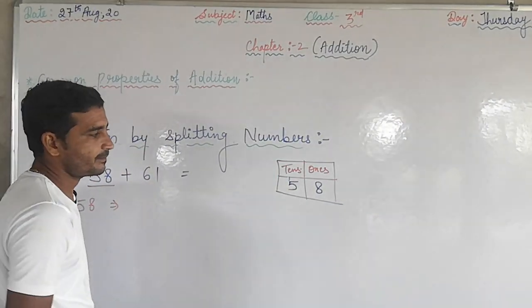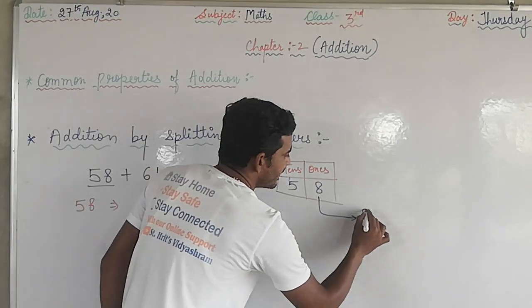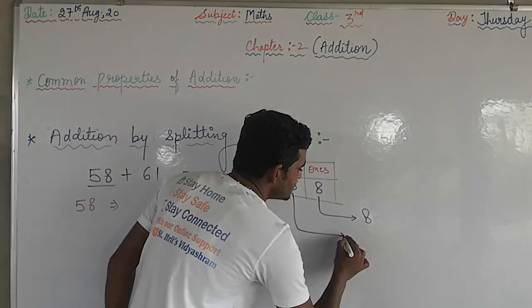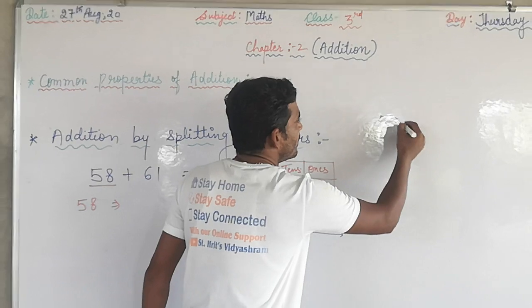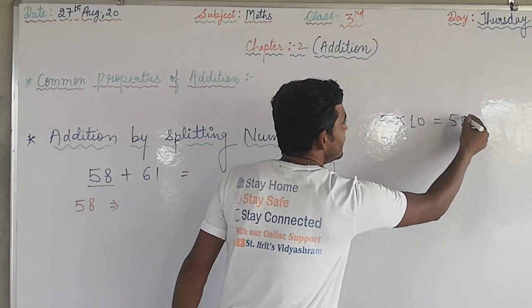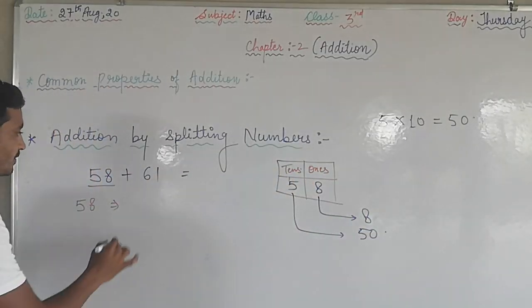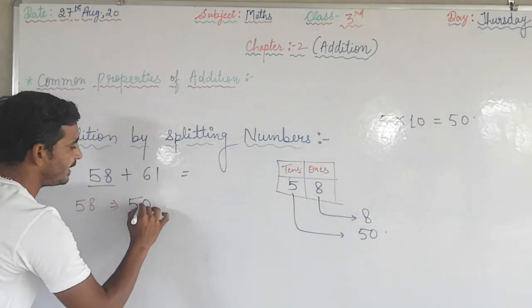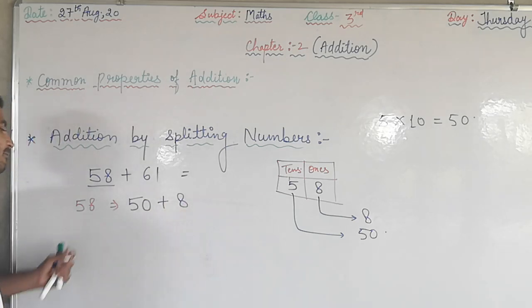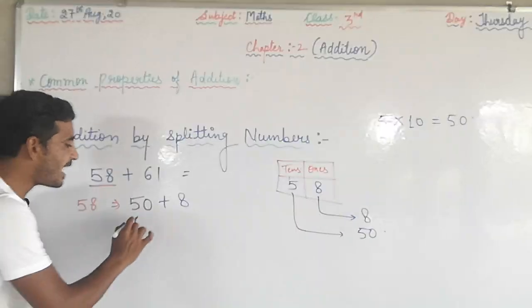Now you have to expand it. Expanded form. 5 is at tens place, that means 5 multiplied by tens place, what's your result? 50. Means 50 plus 8. We can write 58 as 50 plus 8. This is the expanded form.